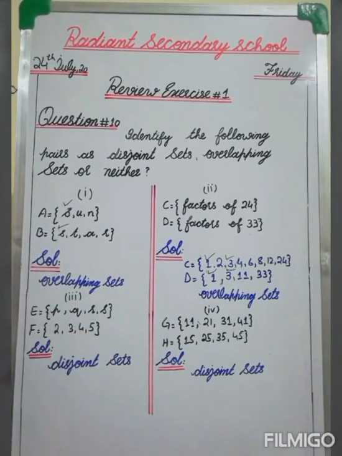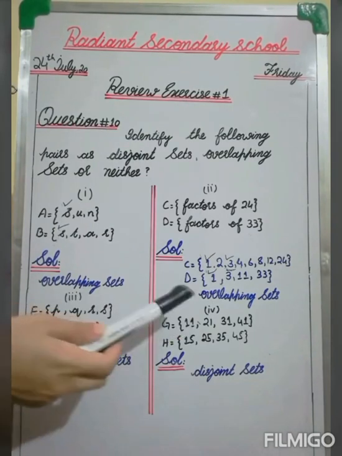Now come to part number 3. The elements of set E are P, Q, R, S and the elements of set F are 2, 3, 4, 5. Students, you can see that no element is common in both the sets, so these sets are disjoint sets.